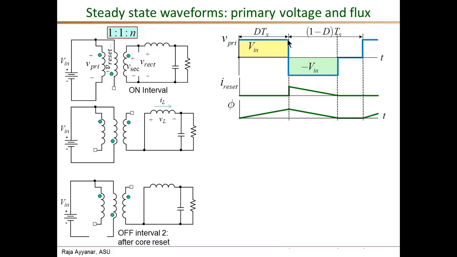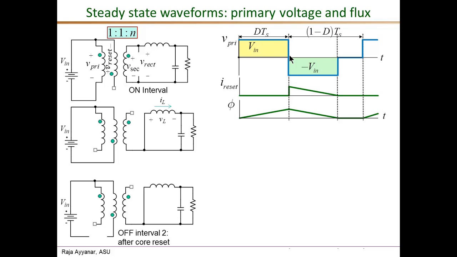The on interval DTs is obviously much less than 1/2 of the total period. So for D less than 0.5, you can clearly see that it is easy to realize the volt second balance, or the V primary average is 0, because we can easily find an area with minus Vin equal to this area under this Vin. So the average is going to be 0.